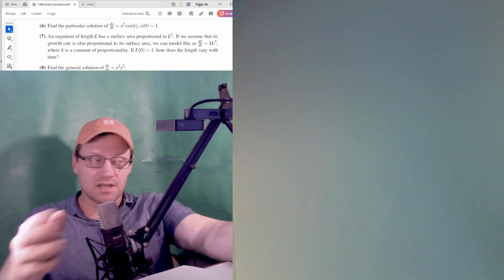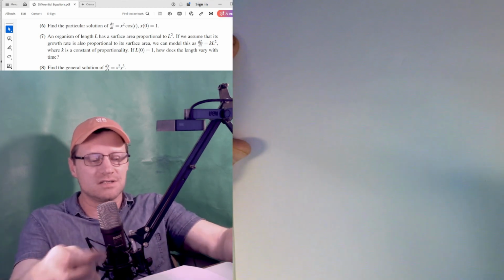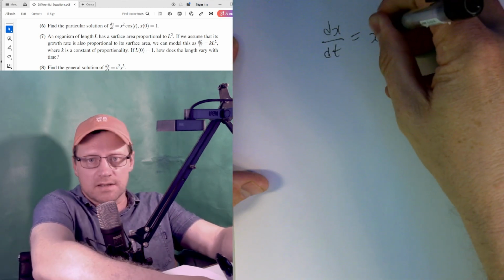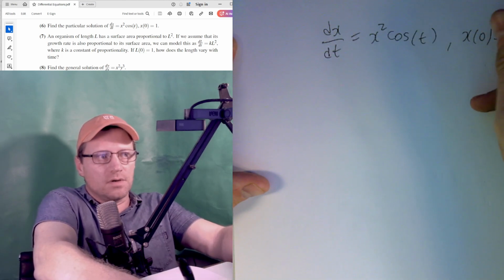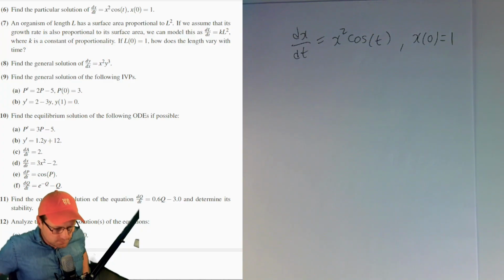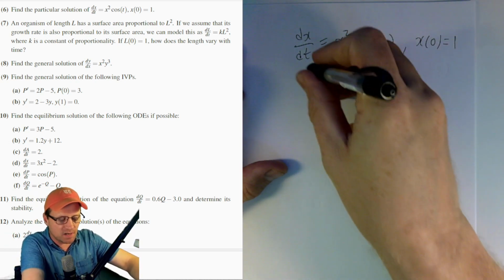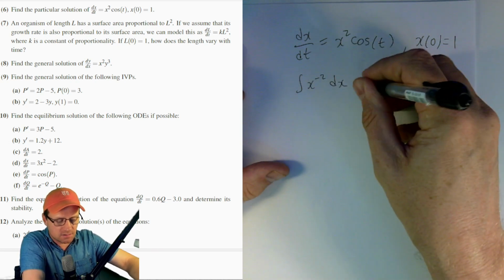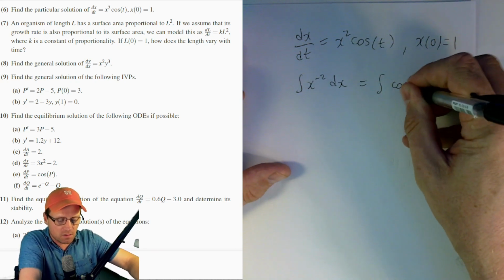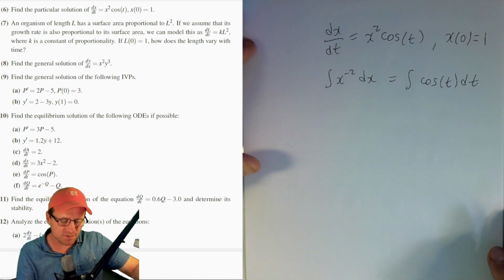Okay, question 6. Find the particular solution of dx/dt = x² cos t, with x(0) = 1. This equation is separable, so we divide both sides by x². We have the integral of x^(-2) dx equals the integral of cos t dt, and so we want to integrate both sides.